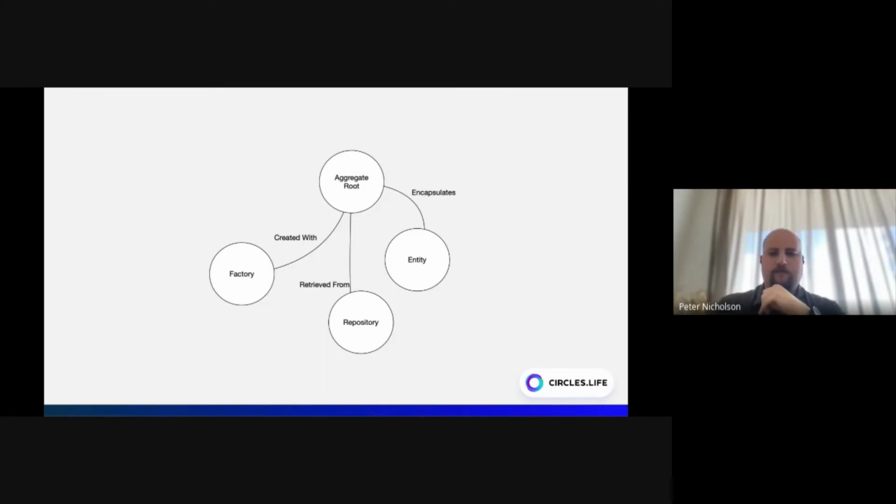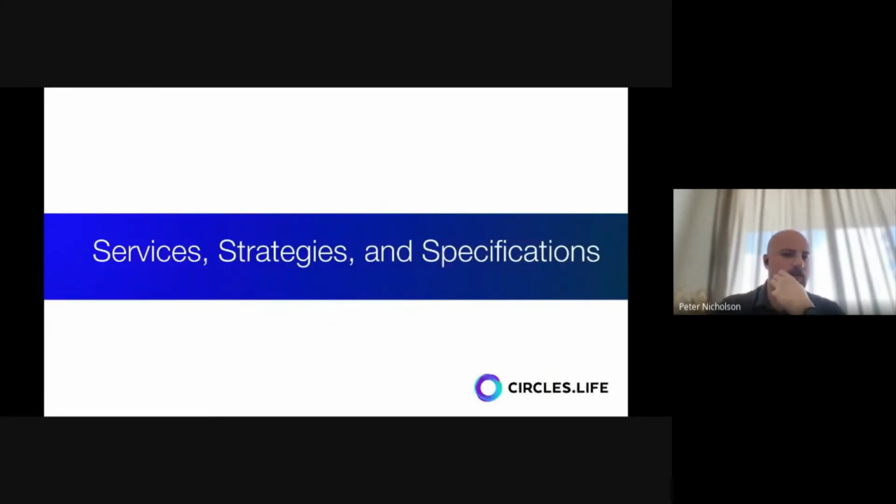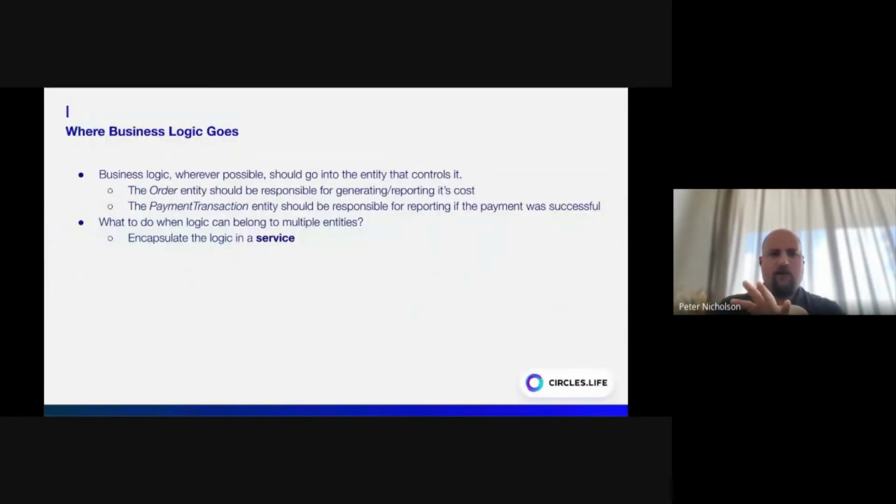So with this, we can move on to the services, strategies, and specifications. And this is all about where business logic goes, right? Business logic, wherever possible, should go to the entity that controls it. Right, our order entity should be responsible for generating and reporting its costs. The payment transaction entity should be responsible for reporting if the payment was successful or not.